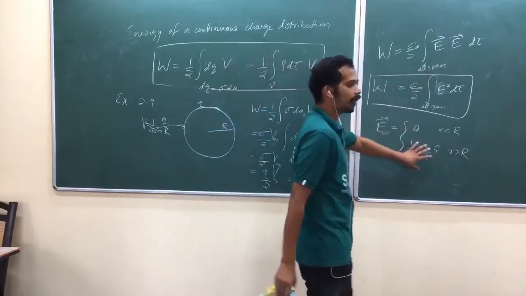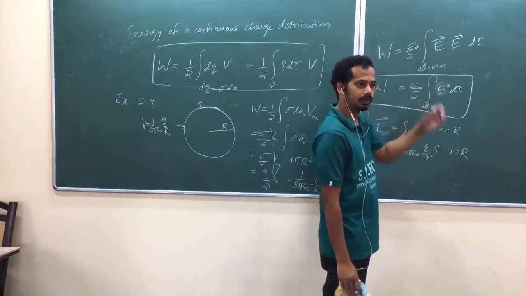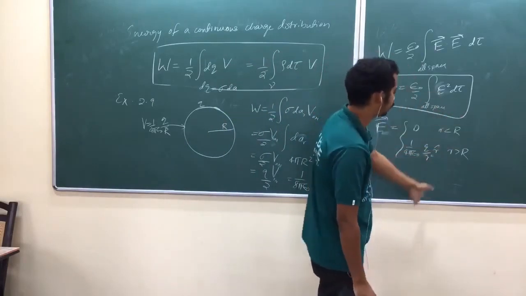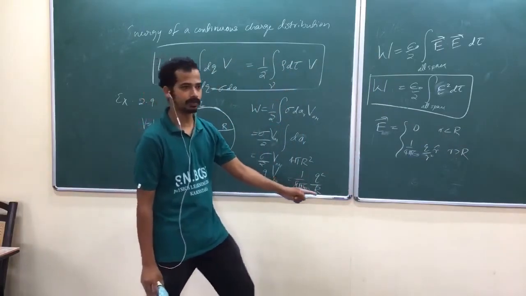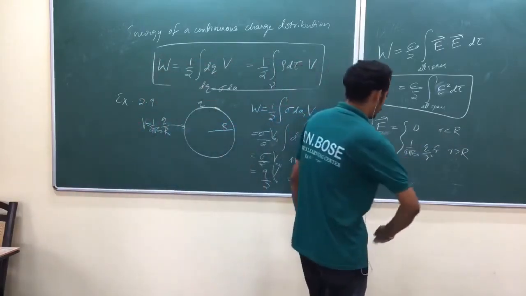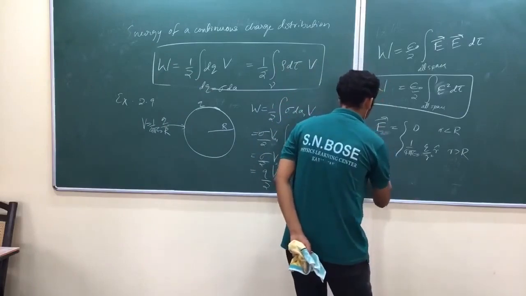Now, what is E square of this one? The square of this one. Integrate that from R to infinity. Not 0 to infinity. From 0 to R, it is 0. Is that okay? Volume integrate that one.